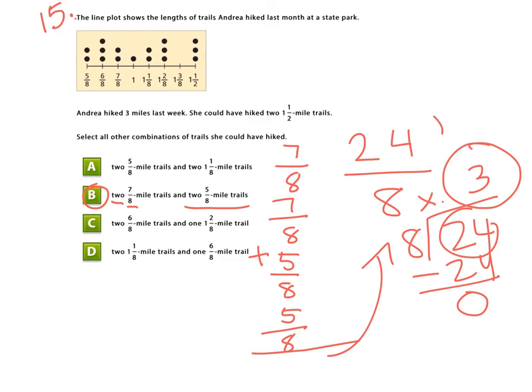So now I look back to the statement. My answer is the same as the statement. So our answer is B, because the two combination of trails she could have hiked is 2 7/8 miles and 2 5/8 miles equals 3 miles.